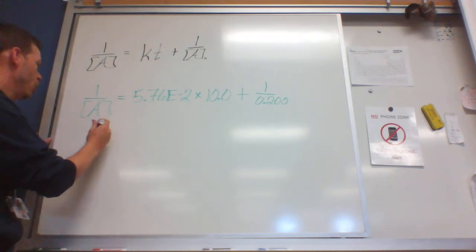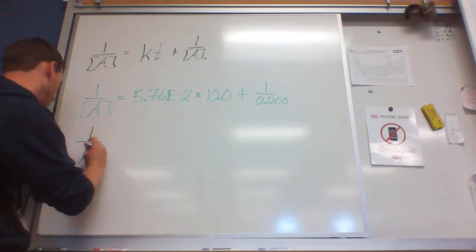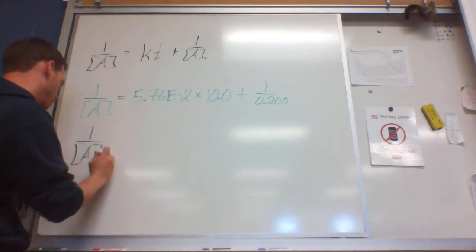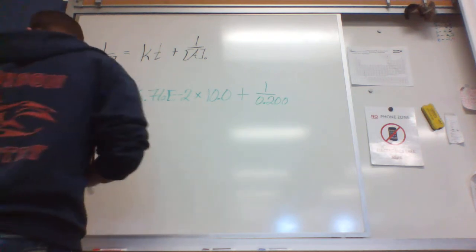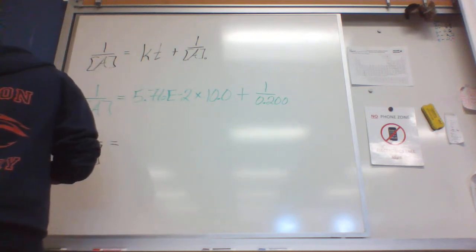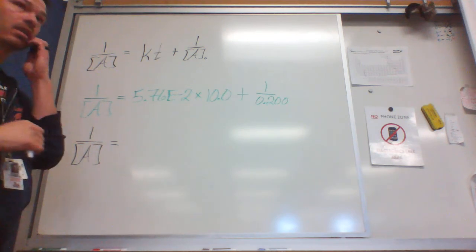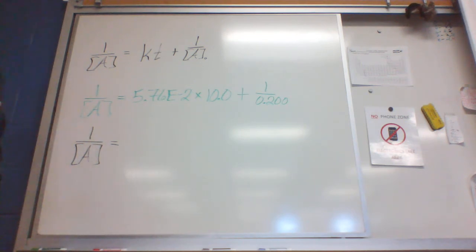All right, so let's simplify. You can type all of that into a single function on your calculator. Do you get 5.58?